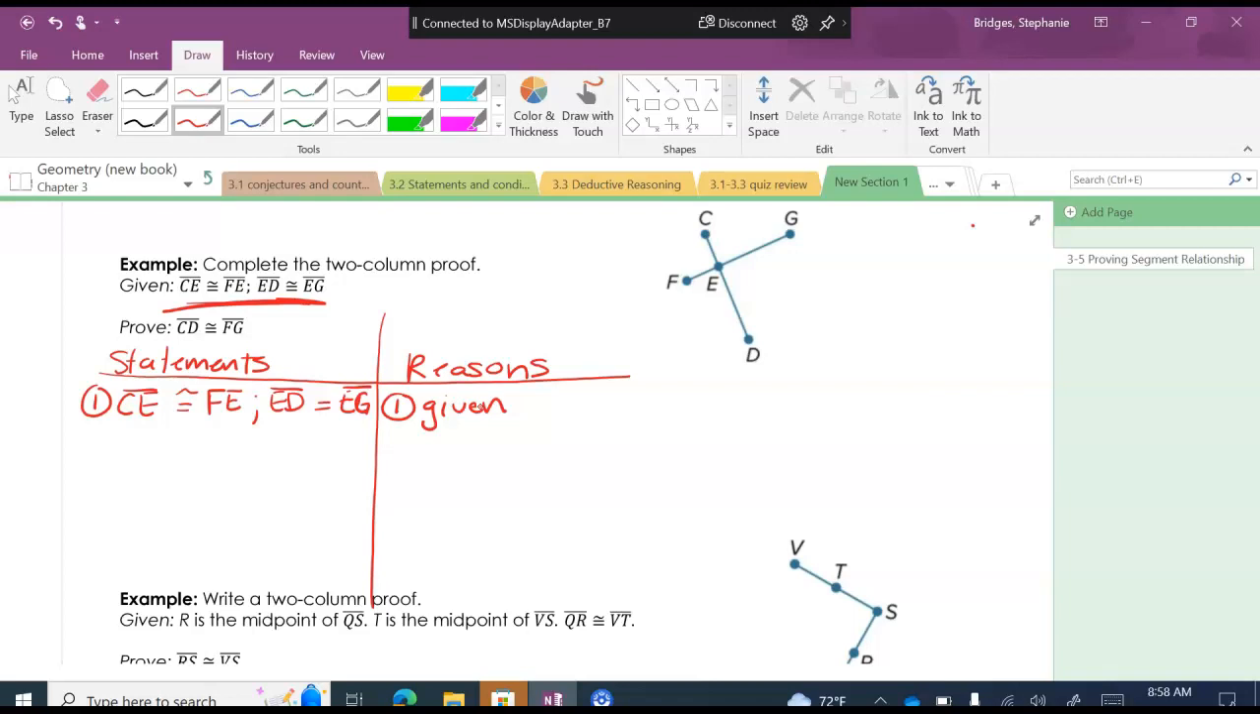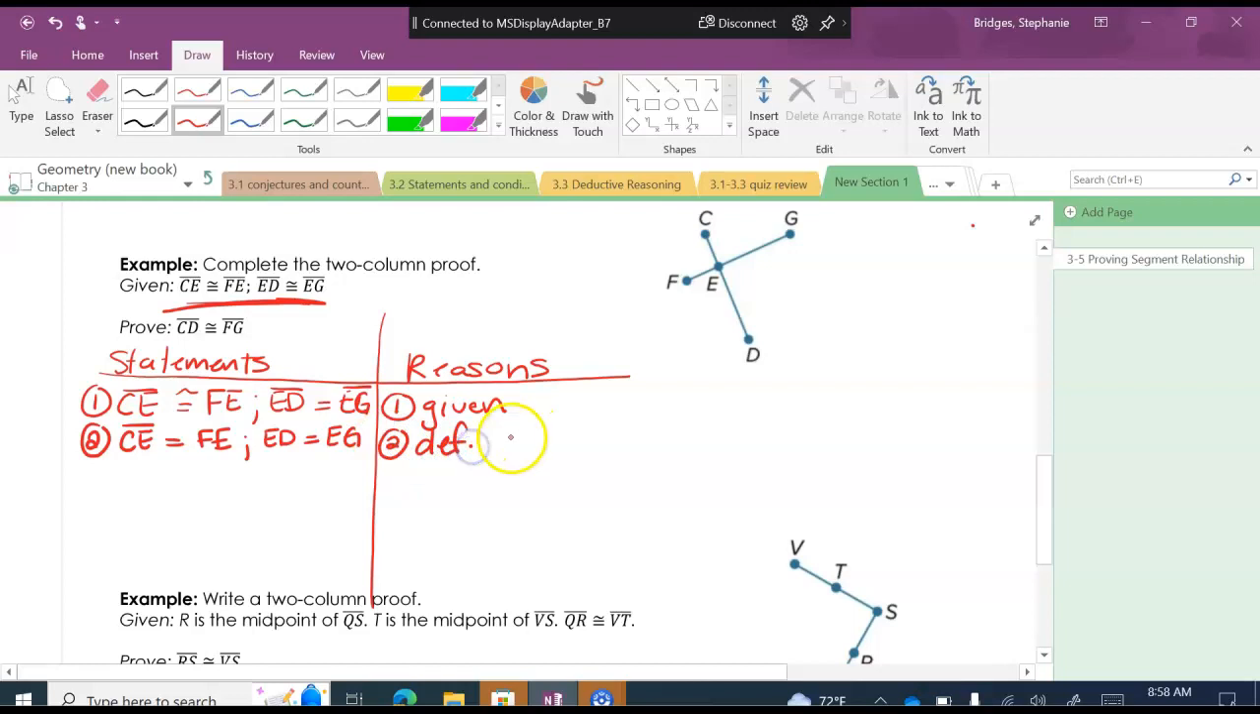Now, just like the last question, if I'm given congruent segments, what is the only thing I'm able to say next? That those segments are not congruent but equal. So that's what we're going to say. We're going to basically repeat step one, except we're going to lose the segment bars and lose the congruent signs and change them to equal signs. So I'm going to go segment CE is equal to segment FE. And also in the same statement, because it's the same reason, segment ED is equal to segment EG. And that is the definition of congruence.